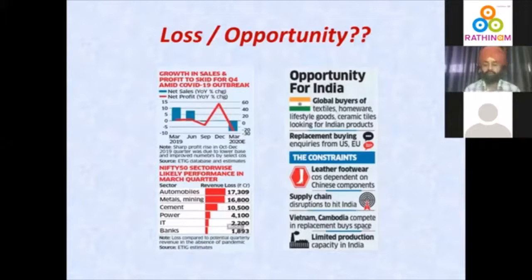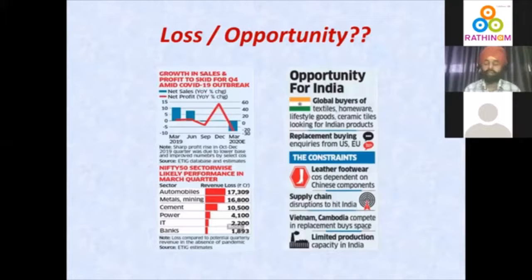Leather footwear companies in India have been dependent on the components coming from China. For example, when you say shoe, although the shoe is made in India, the leather is from India, but let's say buckle, sole, quite a bit of it was coming from China. So this manufacturing will start within the country.